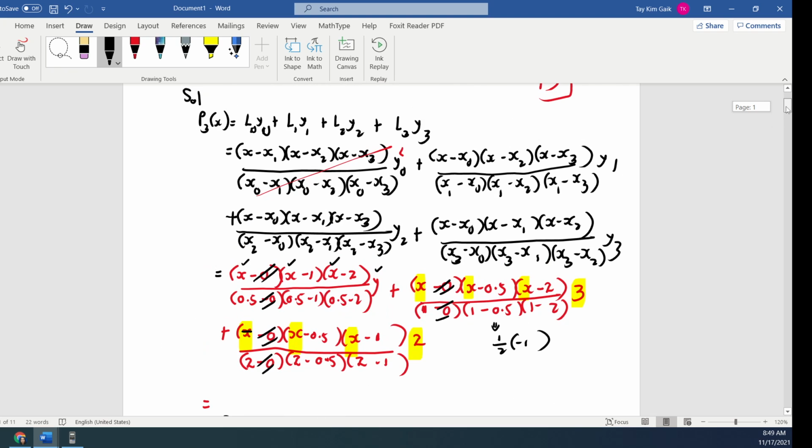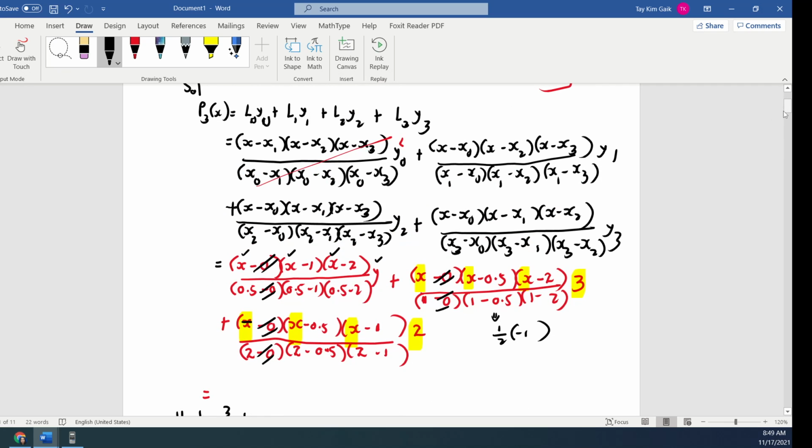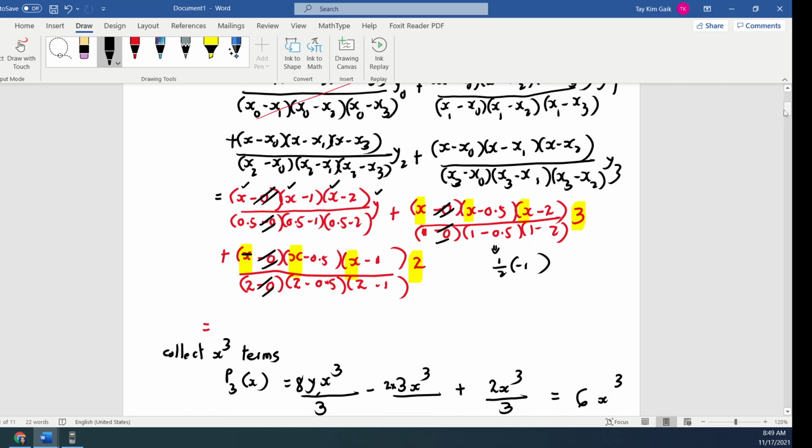Okay, so is it okay? For this one, question 4, you no need to expand everything and waste your time, because the question just said the coefficient for x cube in P3(x) is 6. So no need to expand everything. I just expand the x cube term, just take out the x cube term only. One possibility is x, for the red color, x times x times x times y. So you have the y x cube, and the denominator here.